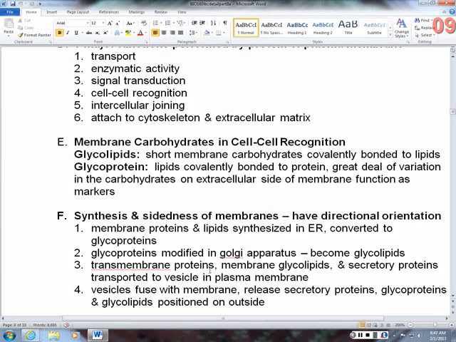So some of the carbohydrates that are in the membrane are involved with cell-to-cell recognition. We have these glycolipids, which are short membrane carbohydrates that are covalently bound to the lipids. So glycolipid means sugar and lipid hooked together. And then glycoproteins are sugars and proteins hooked together. A lot of variation on these on both sides, with the carbohydrates and the proteins, and they can serve as markers.